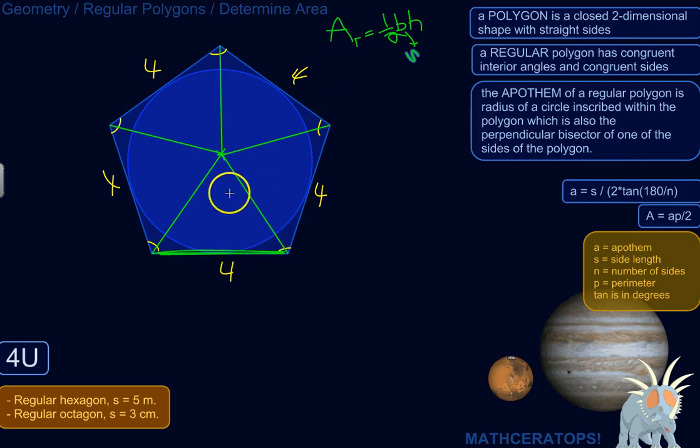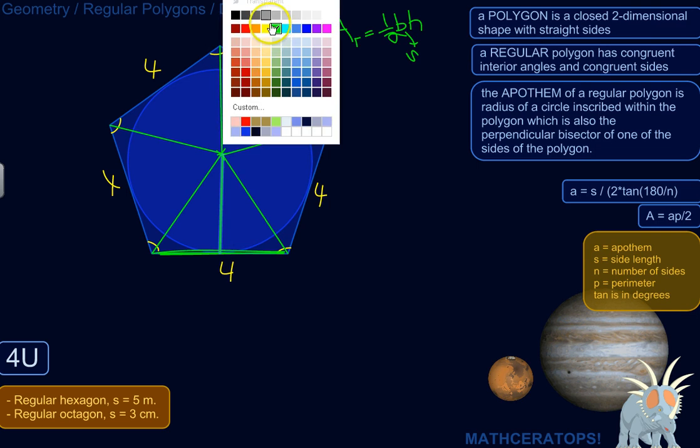Okay, so then the height would be the line segment that is the perpendicular bisector of the base. It's perpendicular to the base, and it divides the base into two equal halves. It's going to be the perpendicular bisector of the base that has an endpoint at the center of the circle. Something like that.